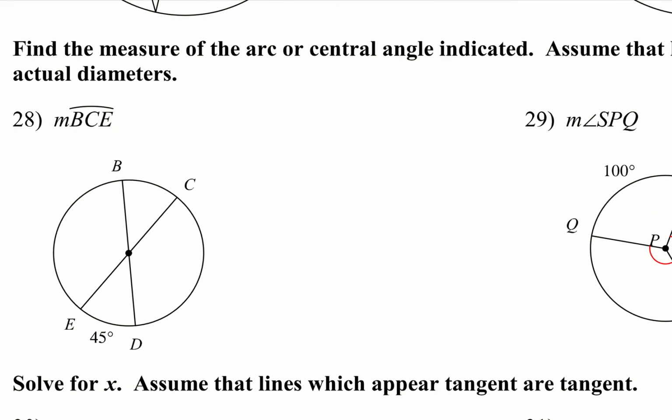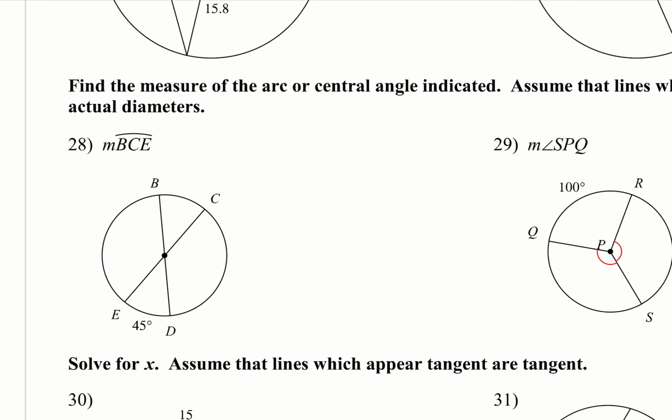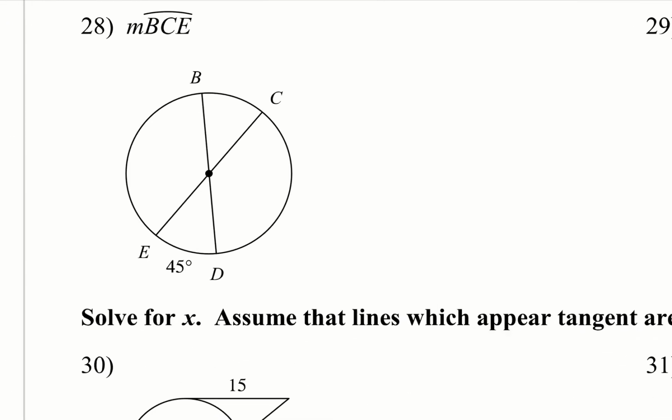All right, find the measure of the arc or central angle indicated. Assume that lines which appear to be diameters are actual diameters. So the measure of arc BCE. So we want to look for BCE. So we know that these are vertical angles. So if this is 45 degrees, then this is 45 degrees. So we have two 45s, and then we need to figure out what this is.